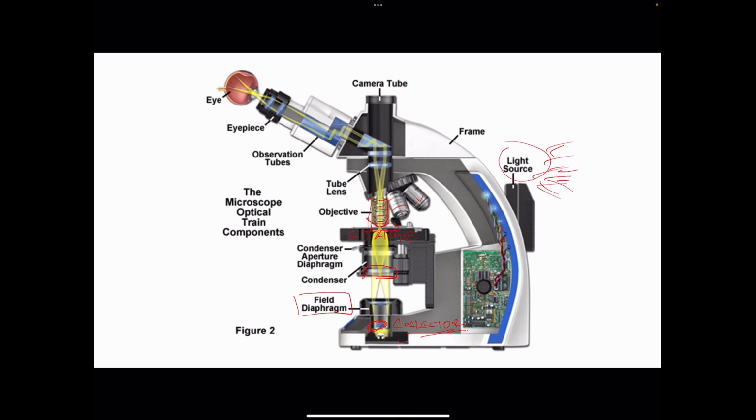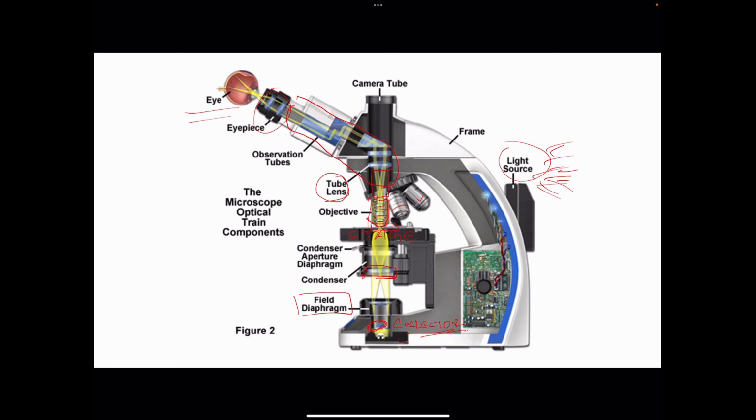Now, just after the objective and between the eyepiece here, you have an eye with which you can actually visualize the image. But between the eyepiece and the objective, you have something which is referred to as optical tube. Now, in this optical tube, you have placed a tube lens here, which is basically very important to create this parallel beam of light after the objective.